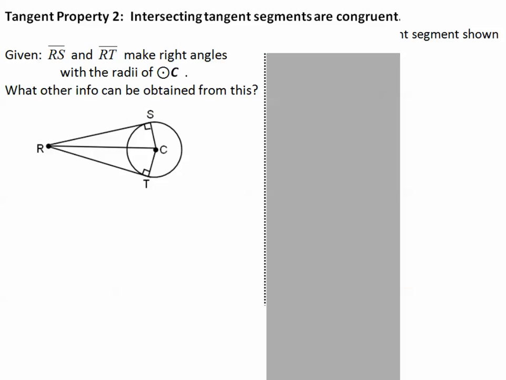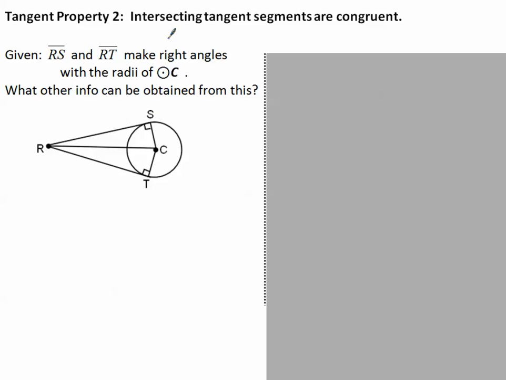Let's look at another property of tangents. Property number 2. Intersecting tangent segments are congruent. Let's take a look at this picture. It will be given that segment RS and segment RT make right angles with the radii of circle C. See, here's a right angle, here's a right angle.